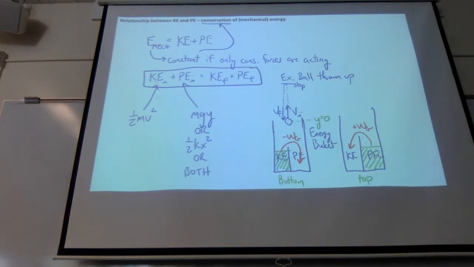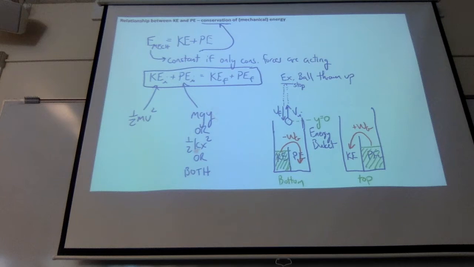Kinetic energy at this point is all about velocity. If it's moving, it has kinetic energy. If it's not, it doesn't. Potential energy, on the other hand, we've got two different types we can deal with right now. If the object is not at y equals 0, if it's off the ground, if it has height, then it has gravitational potential energy. If there's a spring involved and the spring is stretched or compressed, it's storing spring potential energy.